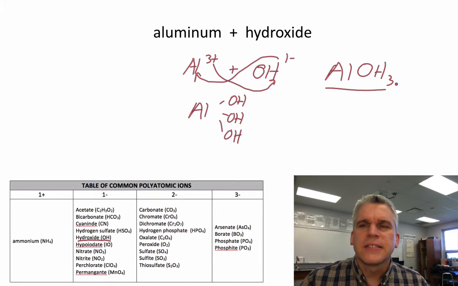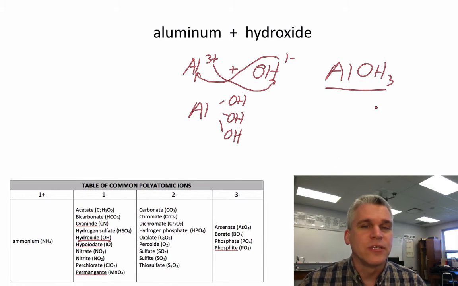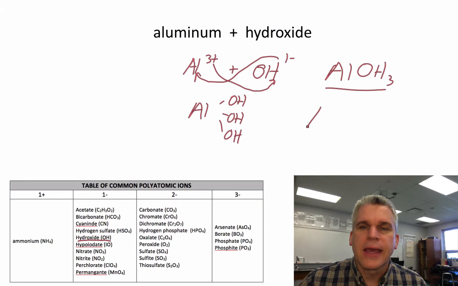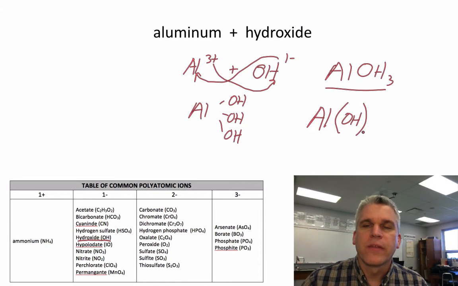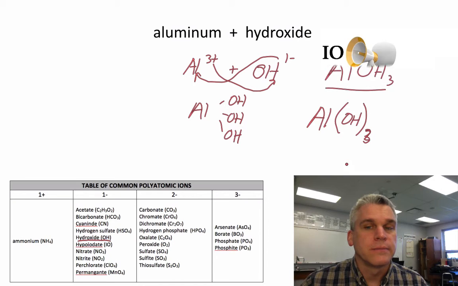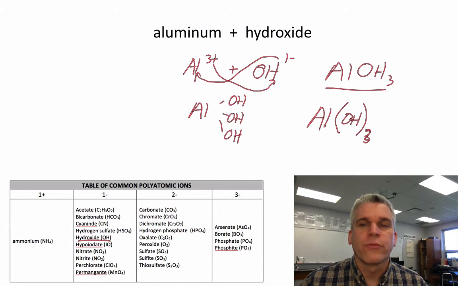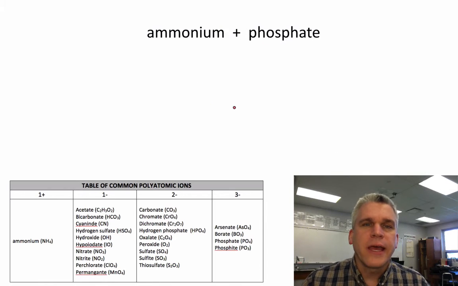If we look at this, it's simply saying we have 1 aluminum, 1 oxygen, and 3 hydrogens. But we really have 3 oxygens along with those 3 hydrogens. So when we're using polyatomic ions, we have to use parentheses whenever we have more than 1. So I'm going to put the aluminum and then in parentheses the OH, with a 3 outside, to show that we have 3 OHs in aluminum hydroxide. Sometimes, however, we can combine 2 polyatomic ions.